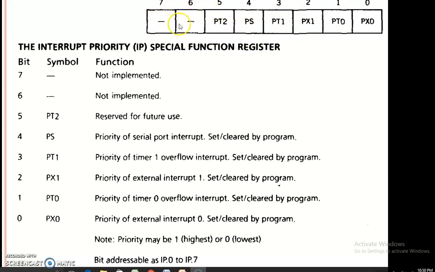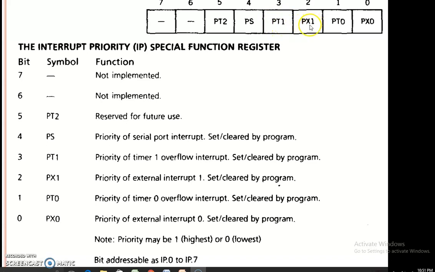Now look at this, 7th and 6th positions are not used. 5th position PT2 is nothing but timer 2 priority. Here 8051 does not have any timer 2, so this is also used in the future. Next, PS means priority of the serial communication interrupt. If PS is equal to 1, you are assigning the higher priority to the serial communication interrupt. If it is 0, you are assigning the lower priority. Next, PT1, where T means timer, so timer 1 interrupt priority. PT1 is the priority of the timer 1 interrupt. If it is 1, higher priority. If it is 0, lower priority.